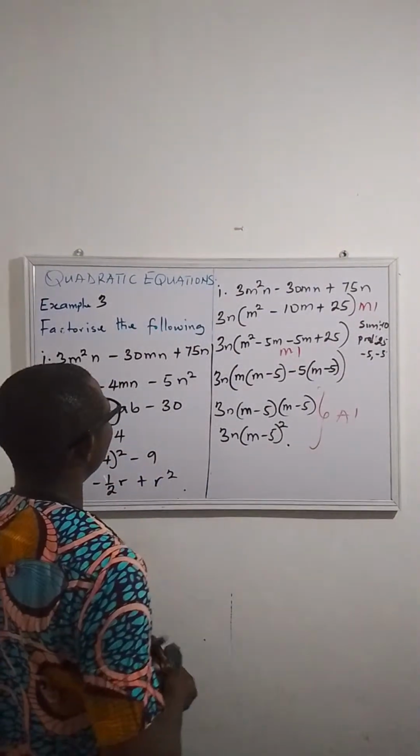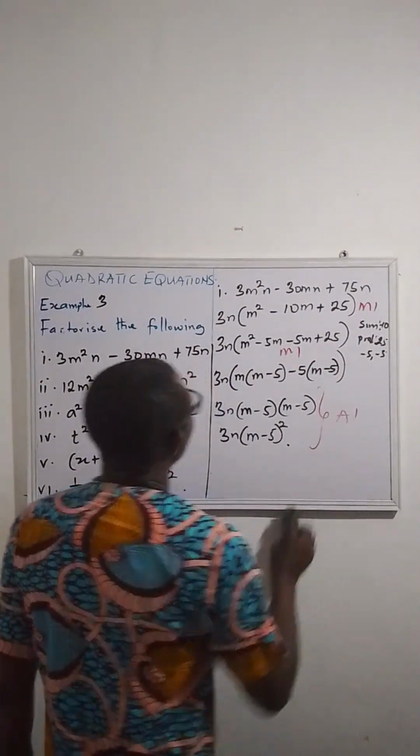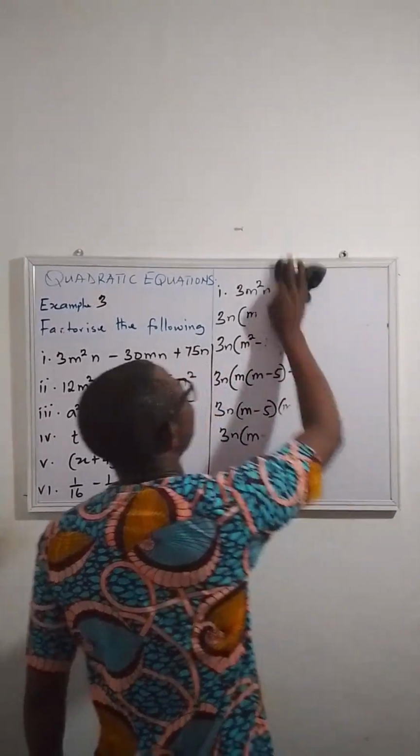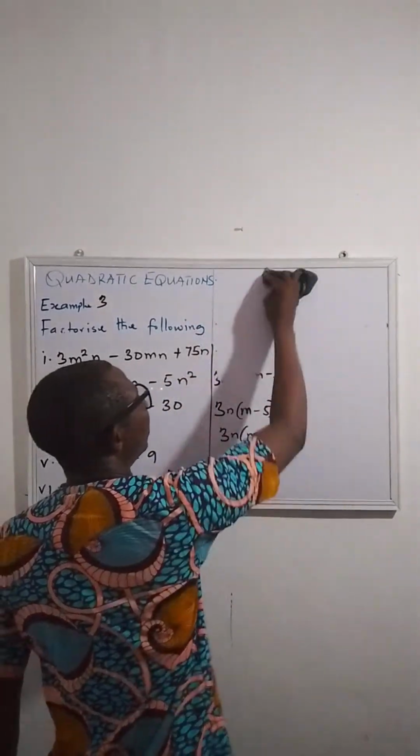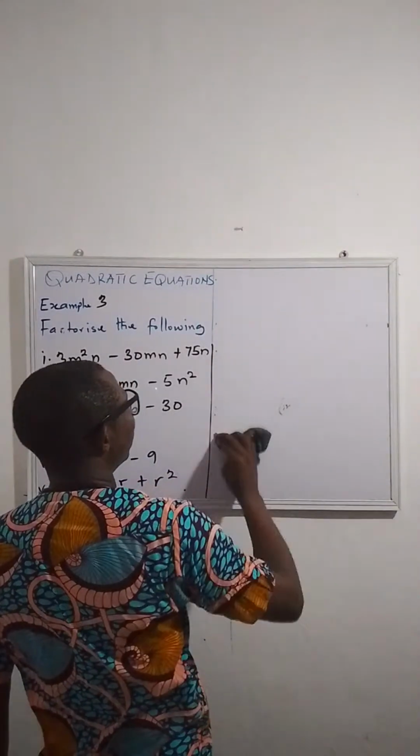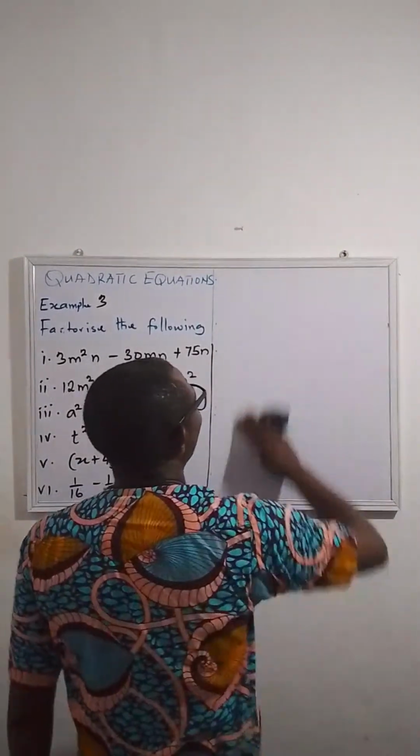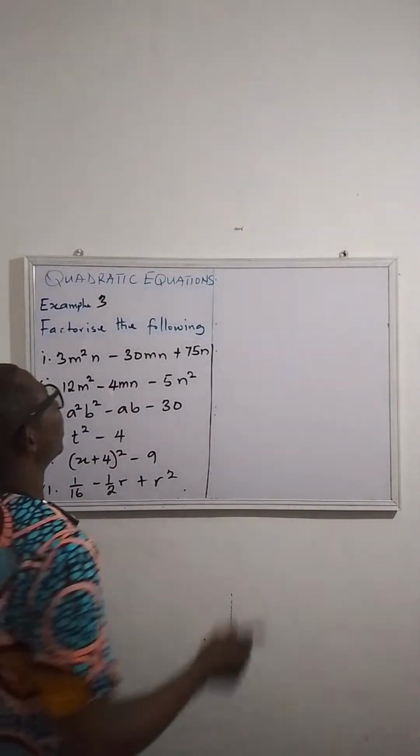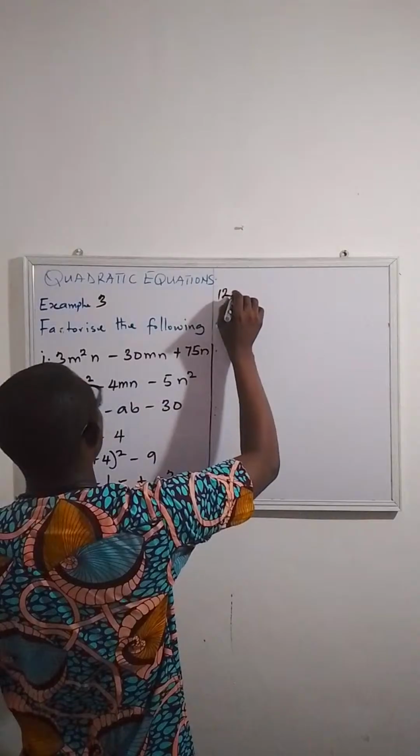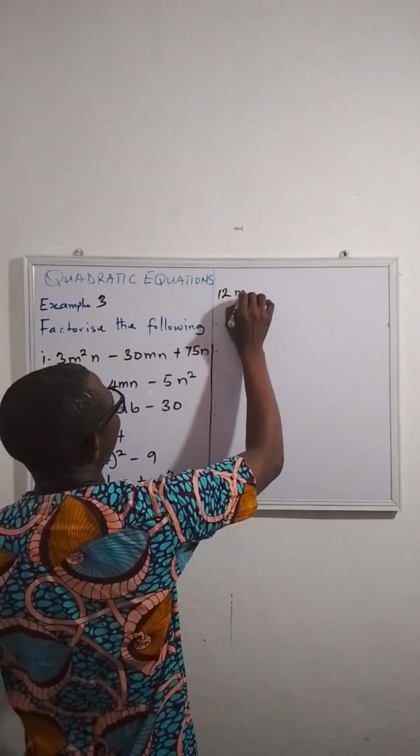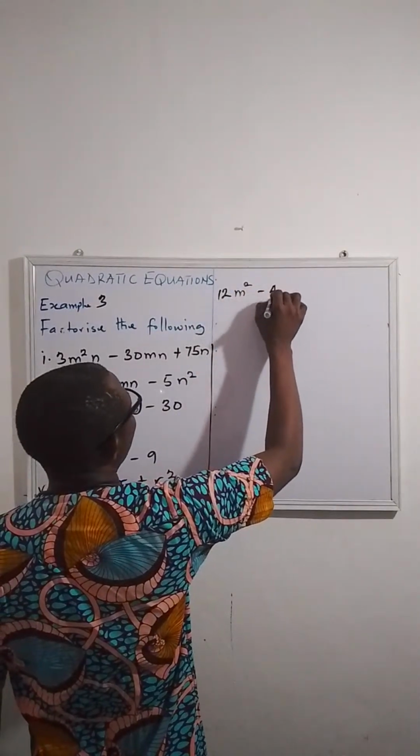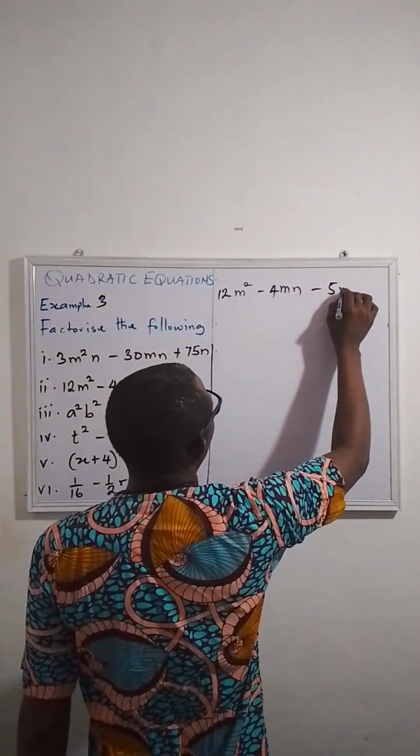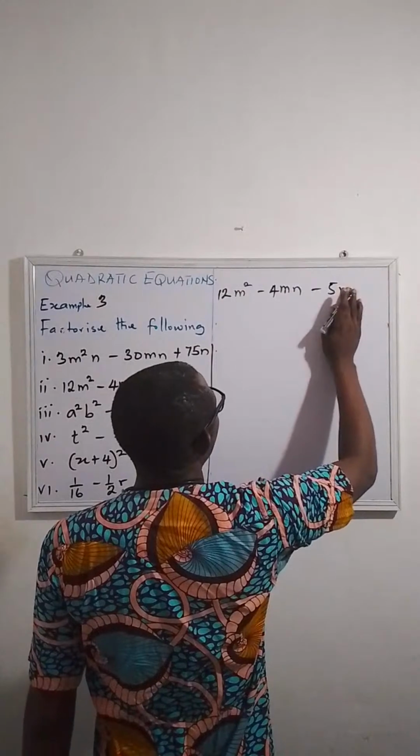So how do we solve the next one? Can I give you some time to try the next one? Let's see what you can do. Let me just give you like 2 minutes. If you can get the answer, just make an attempt. 12m squared minus 4mn minus 5n squared.